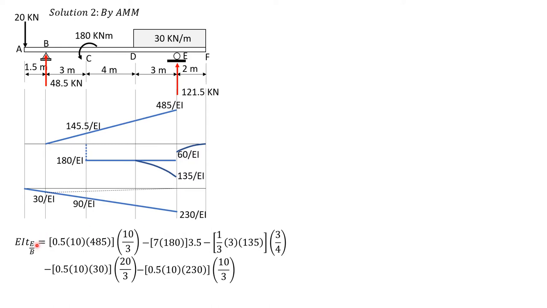So computing for the deviation of E relative to B, we have negative 1261.25 over EI. So that means the tangent at B is above E.